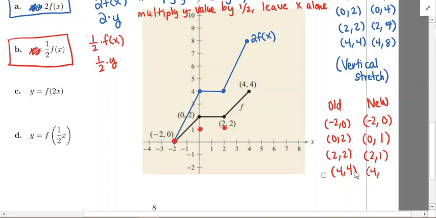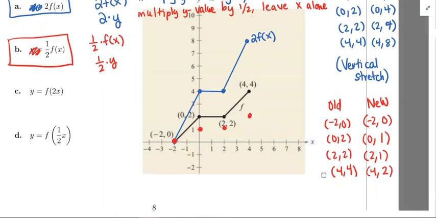So we're going to leave the x coordinate alone, and then take the y coordinate, which is 4, and multiply it by 1/2. 4 times 1/2 is the same thing as 4 divided by 2. That's going to give you 2. So this point right here will move to 4, 2, and that is right here.